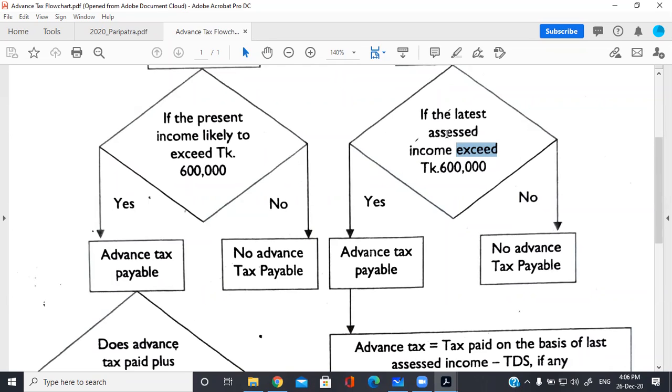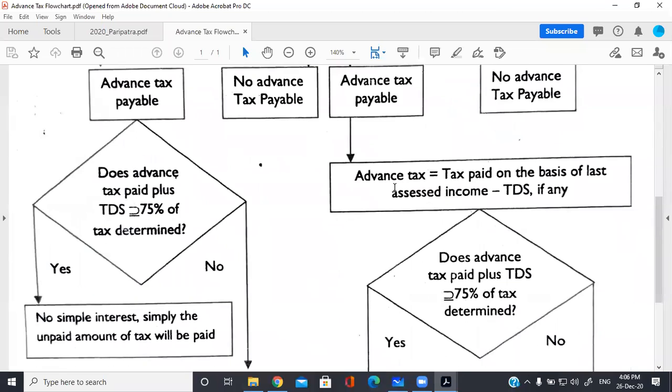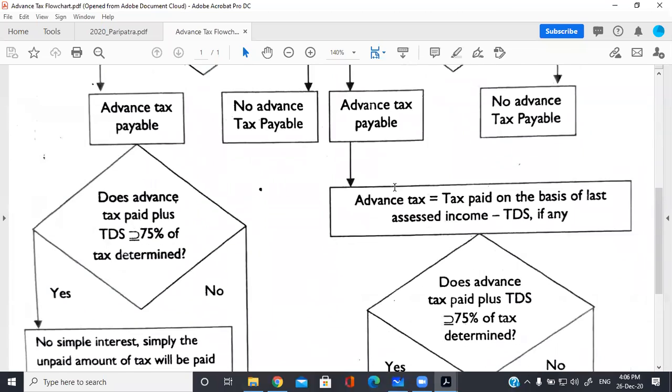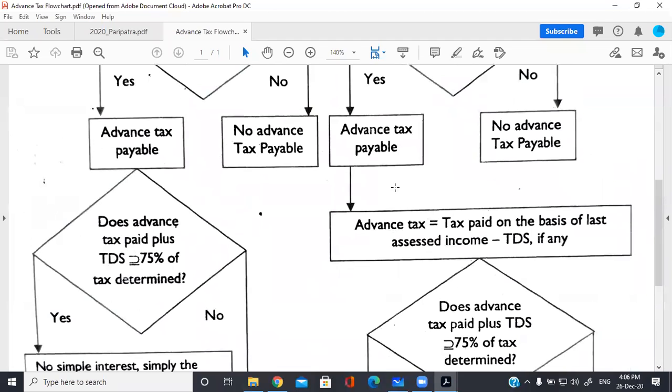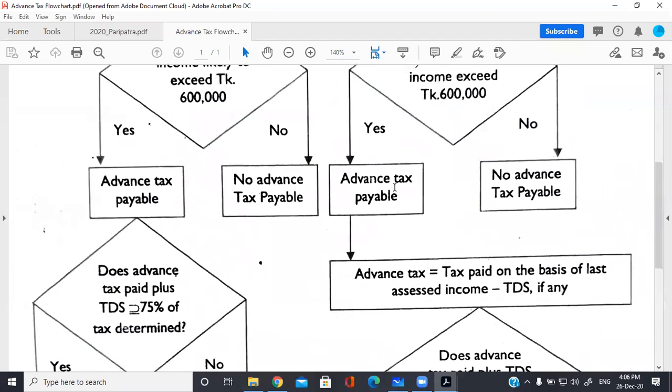So if it didn't exceed the 600,000, in that case, you have been exempted from the payment of advance taxes. That means you are not supposed to pay any advance tax. However, if the answer is yes, in that case, you need to pay advance tax. Now, the question is how you will calculate your advance tax. Your advance tax can be calculated based on your last assessment income.